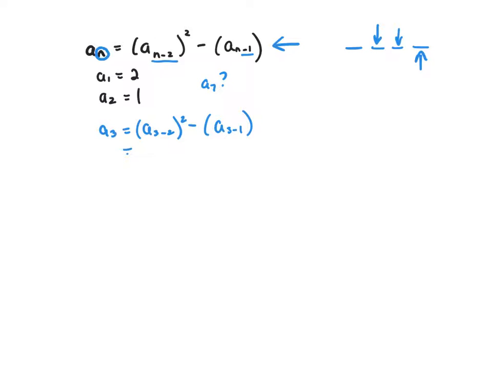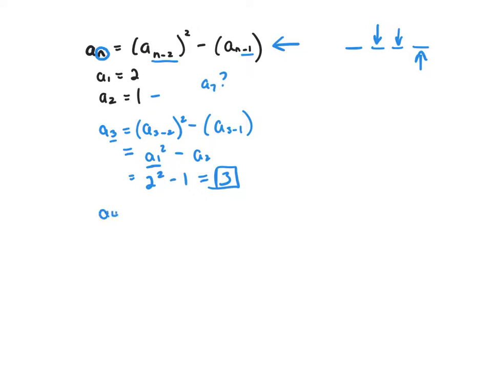A sub 3 minus 2, that's a sub 1 squared minus a sub 2. So see how this a sub 1 is 2 behind a sub 3? A sub 1 is given to be 2, so it's going to be 2 squared minus a sub 2, which is given, and 4 minus 1 equals 3.